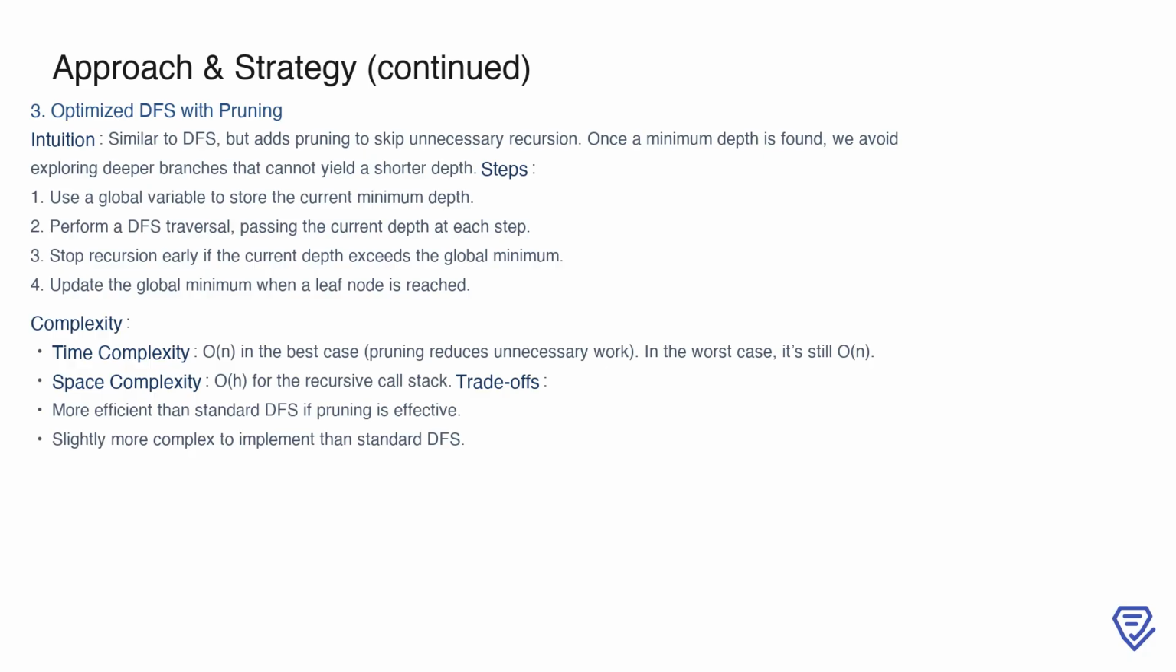The time complexity remains O(n) in the worst case, as every node may still need to be visited, but in the best case, pruning can save substantial computation. The space complexity is O(h), as it still relies on the recursive call stack. While this approach can be more efficient than standard DFS, it is slightly more complex to implement and requires careful handling of the global variable to ensure correctness.